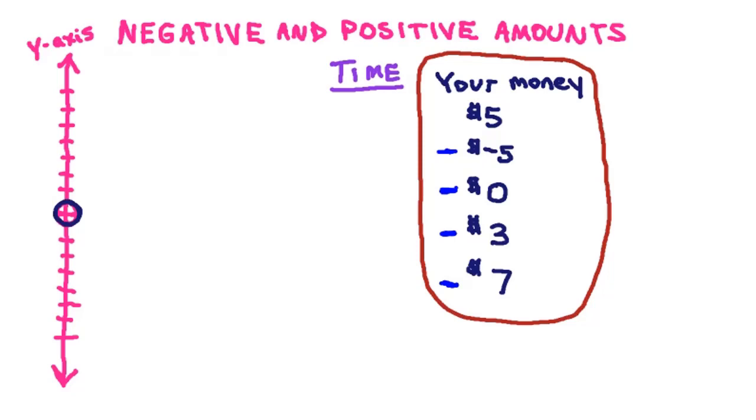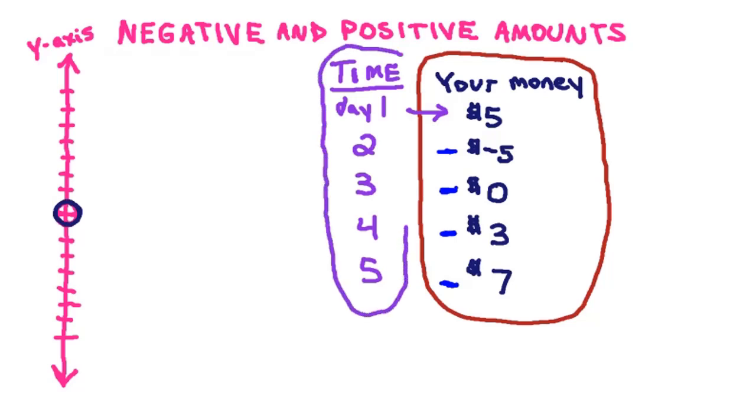So in the element of time, on day 1 was when you had $5. Day 2 was when you had negative $5. Day 3, you broke even and had $0. Day 4, you had $3. And day 5, you had $7. So if you haven't guessed yet, this time is going to be your x-axis, your left to right bar.